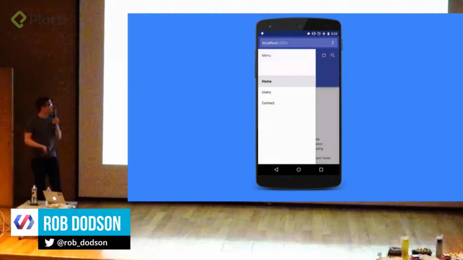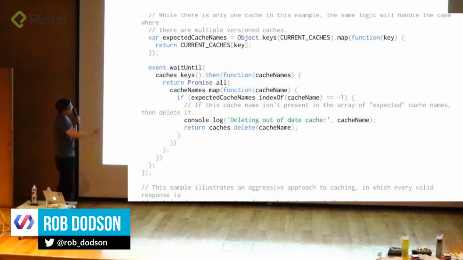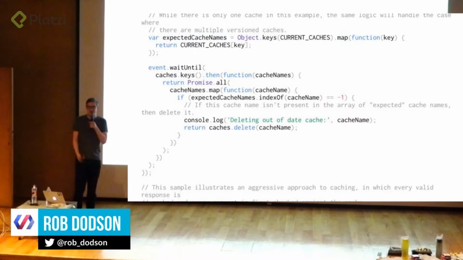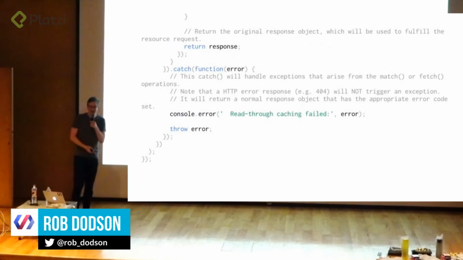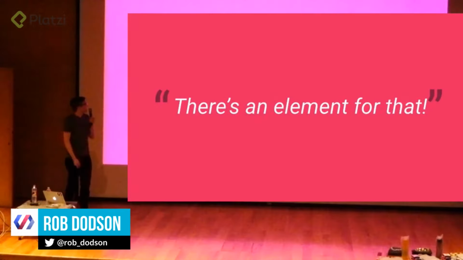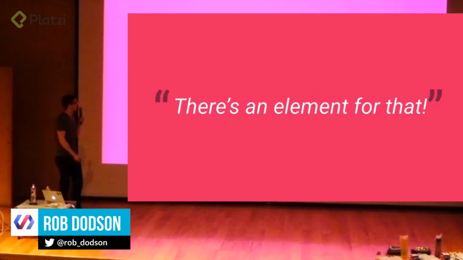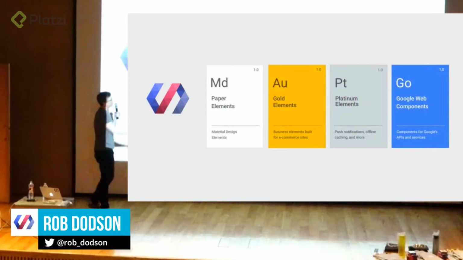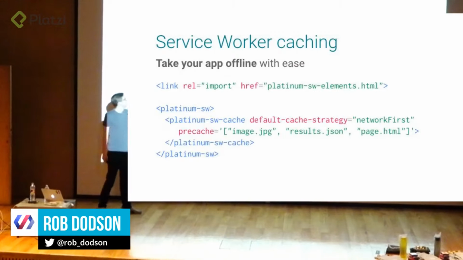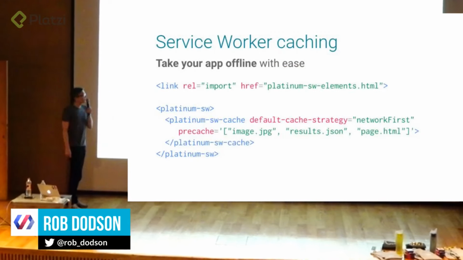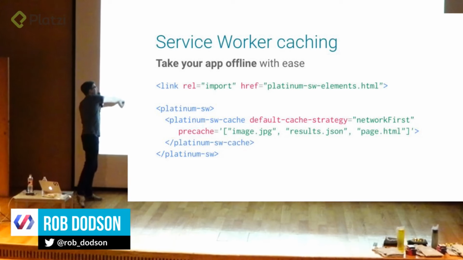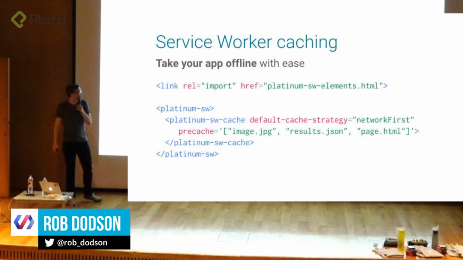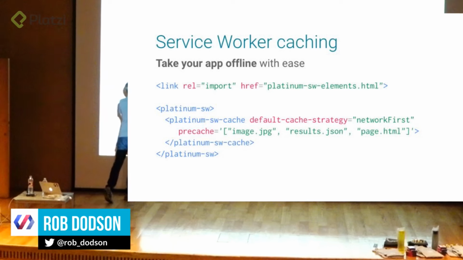Well, we have Service Worker. And this is insane looking. This is a lot of code. You don't want to write all this code. This is actually all the code required to make that work. You don't want to write that. But thankfully, there's an element for that, which is really cool. Using one of the Platinum elements, this is actually what it looks like inside of the Starter Kit. We import this Platinum Service Worker element. This is the actual markup that handles the offline syncing. This Service Worker cache element, you see here, has a caching strategy.